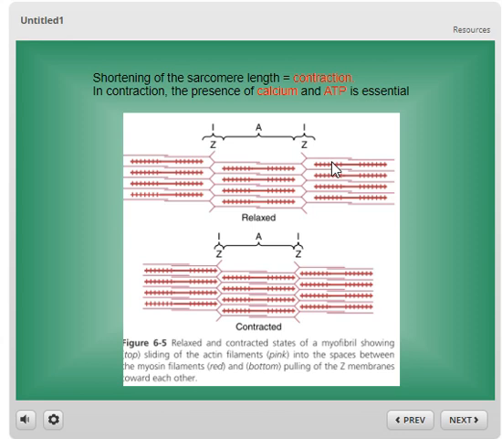As a whole, the contraction of the sarcomere resulting in muscle shortening is dependent on the presence of calcium ions and ATP, which facilitate the interaction between actin and myosin filaments.